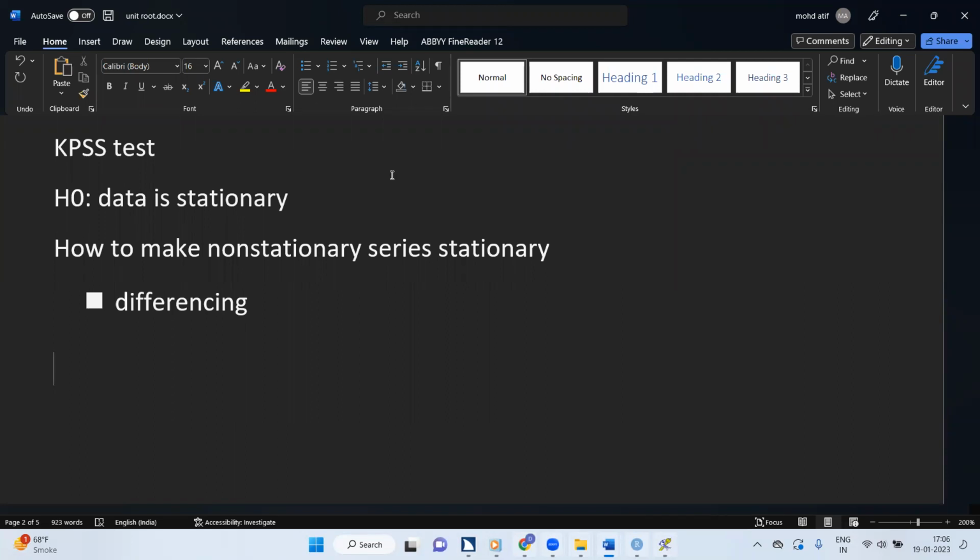Then there is one more type of non-stationarity. Recall I talked about a process which has a deterministic trend. They are converted into stationary processes by detrending. We estimate the equation of a trend and we find out the residual, and those residuals are stationary. Okay, we'll talk about these things quickly. So let's move on to the analysis.